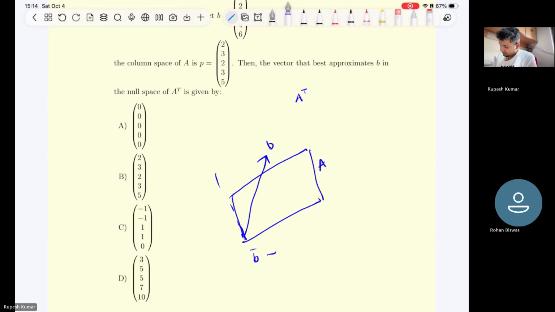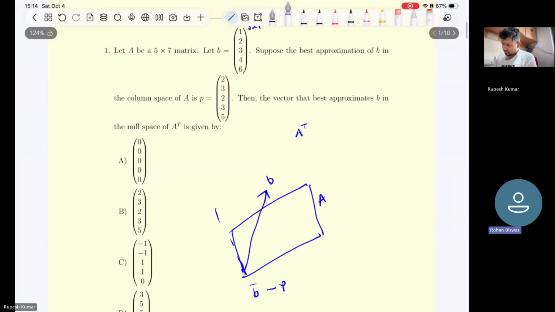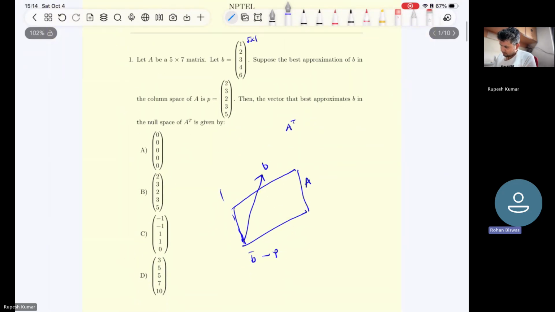I was trying to go with B minus P, but it didn't result in any of the given options. Then I tested which of the given options is perpendicular to the column space, and option C came out true, but I was having a doubt. Initially I was thinking that B minus P would be the direct answer, but B minus P is not coming. Is there any typo in the B vector? If it is 5, then the correct option would be C.